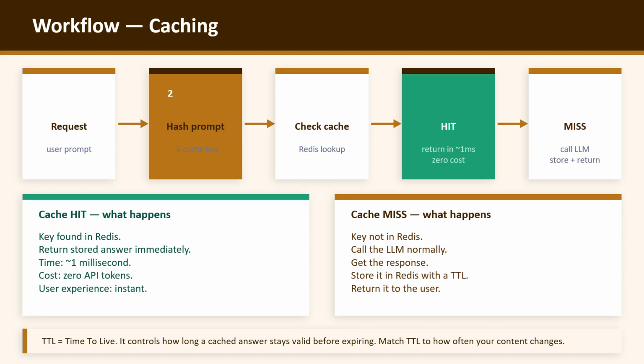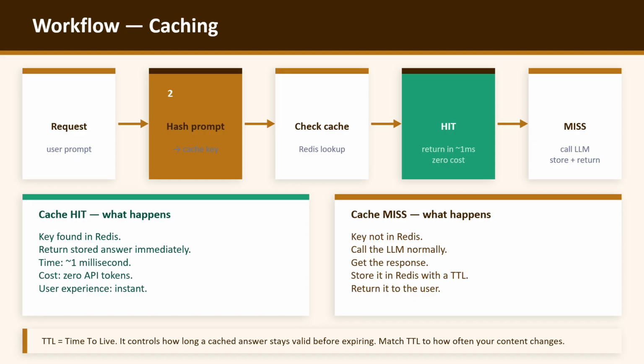Step 4. The cache hit path. If the key exists in Redis, you return the stored answer immediately. This takes about 1 millisecond and costs 0 API tokens. Step 5. The cache miss path. If the key does not exist, you call the LLM as normal, get the answer, store it in Redis with a TTL, and return it. TTL stands for time to live. It is a number in seconds that controls how long a cached answer stays valid before Redis automatically deletes it.